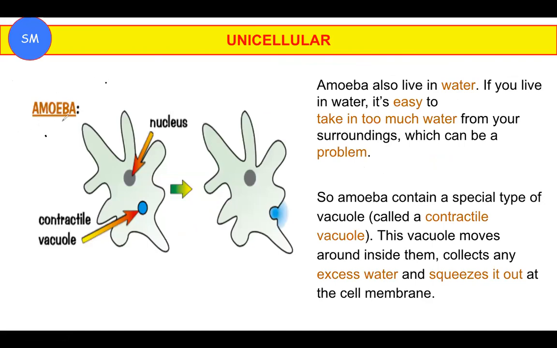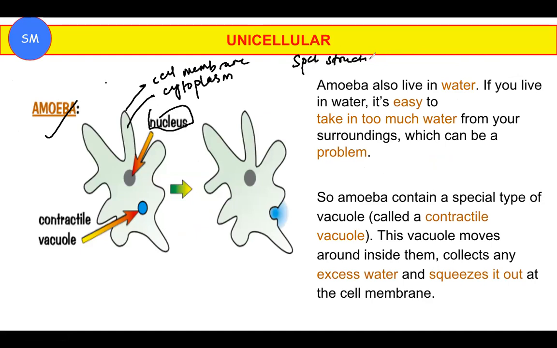Okay, so this is amoeba. You will find nucleus common, cell membrane common, cytoplasm common. Now we will see what is special. Before seeing the special structure, we need to know the environment in which it is living. So what is the environment? Again, it's water. So amoeba lives in water.